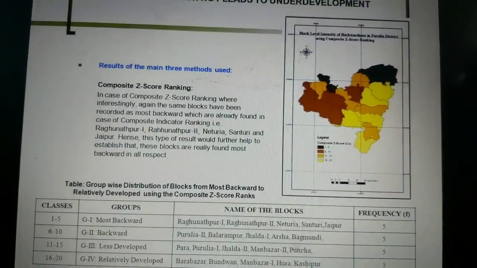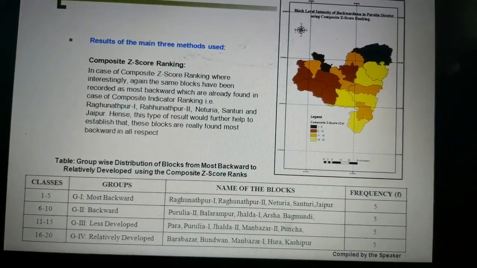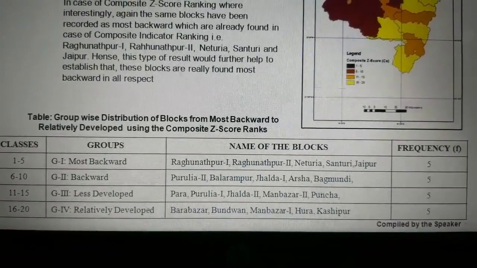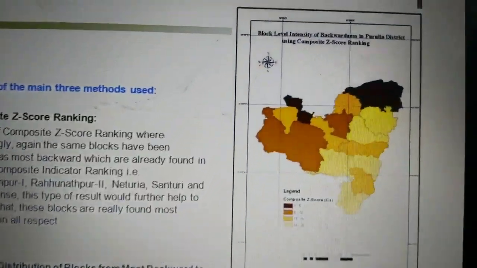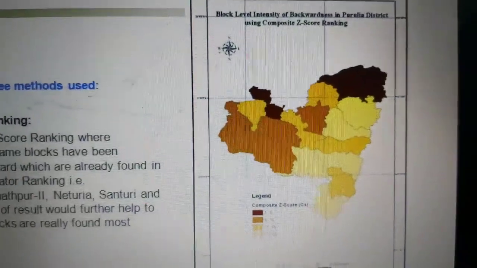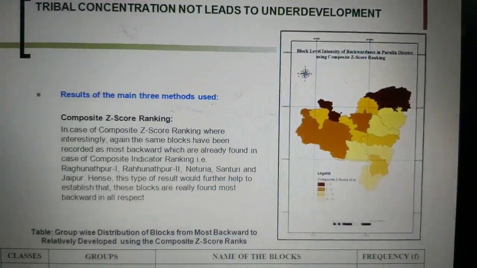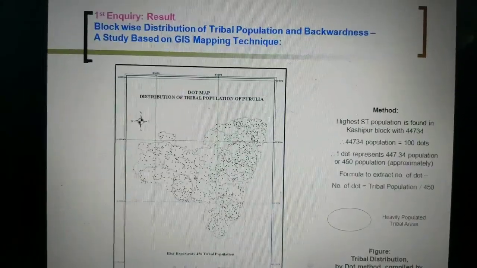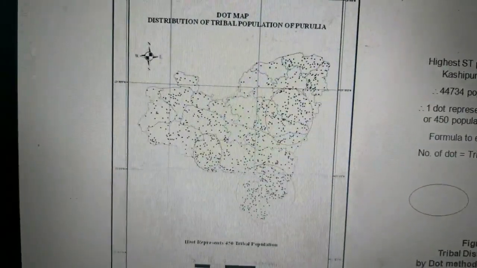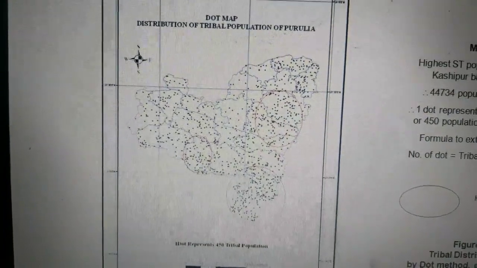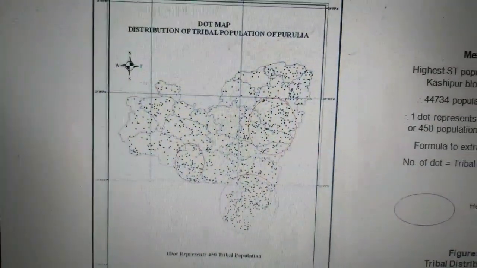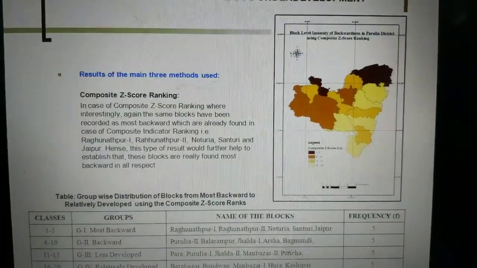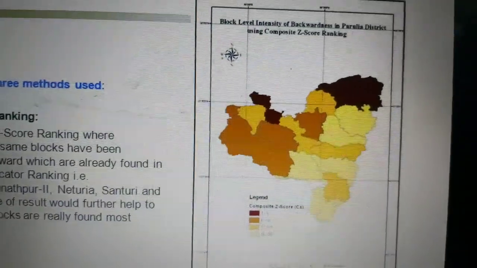In the next statistical procedure, called composite Z-score ranking, those same 5 blocks are again in the category of most backward: Raghunathpur 1, Raghunathpur 2, Neturia, Saturia and Jaipur. These are the darkened portions. If you compare, these are not the typically scheduled areas or tribal areas where the tribal concentration is maximum. In comparison, this is the dot map I showed you previously, where the southern, eastern and southwestern portions have the maximum tribal concentration according to the 2011 census. These areas are not typically the scheduled areas, as I told you.